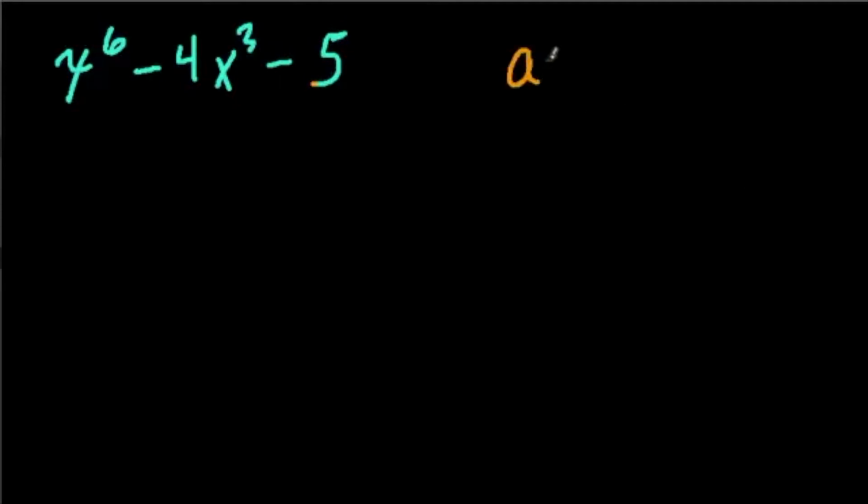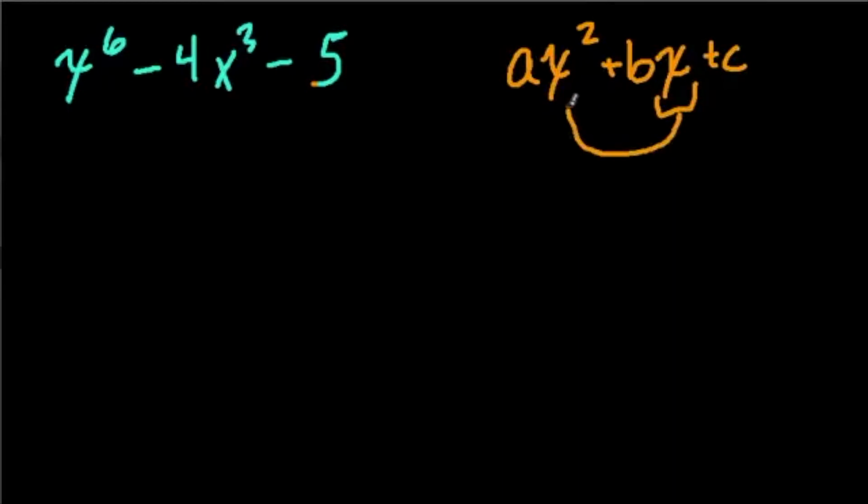So next we have x to the sixth minus 4x cubed minus 5. Again, the form of the quadratic is that you have a times some variable squared plus b times some variable plus c. So the key is to look for a variable, see if you can square it and get this, and then you can think about whatever polynomial you're given as if it were a quadratic, and you use those quadratic strategies to factor it out.